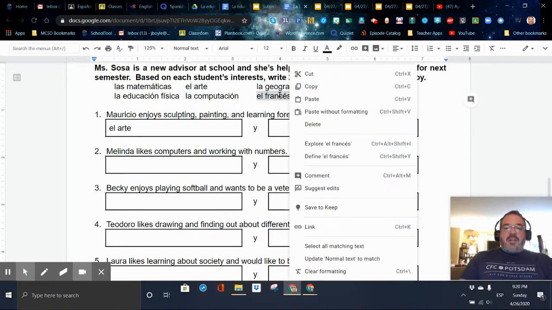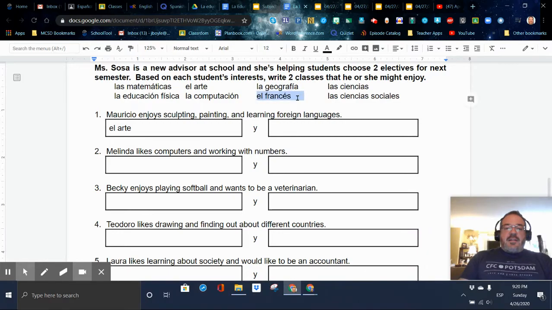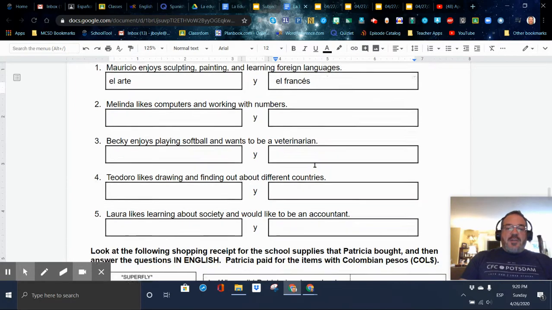You can actually go like this. So highlight, control C, and control V. Ooh, I like it. That way you don't spell anything wrong and you have accent marks. Okay, so you can figure out the rest of those. Those are not too hard.